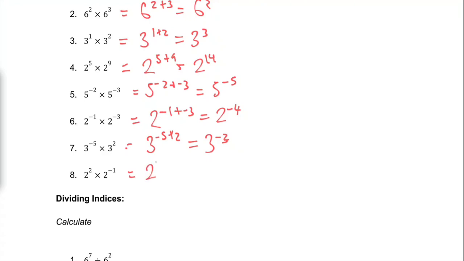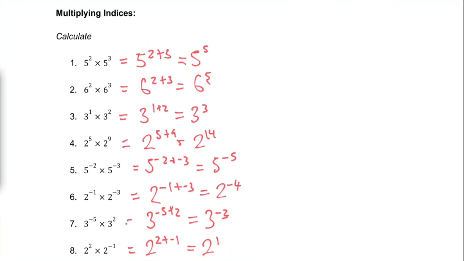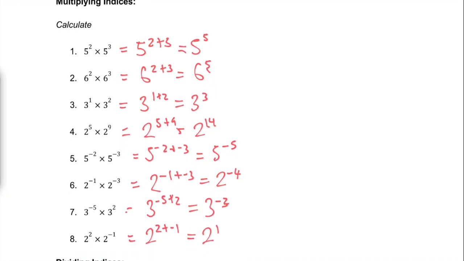So that's going to be 2 to the power of 2, add minus 1, that is just going to be 2 to the power of 1. So that is how we do it with multiplying. So whether it's a positive index, a negative index, it's going to be the same. You just want to add those powers.